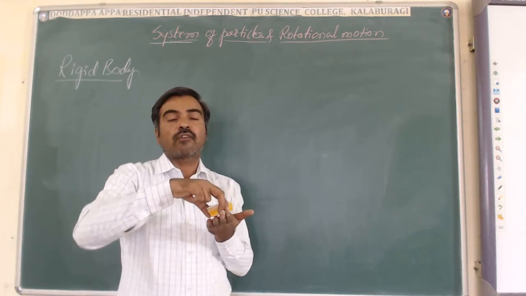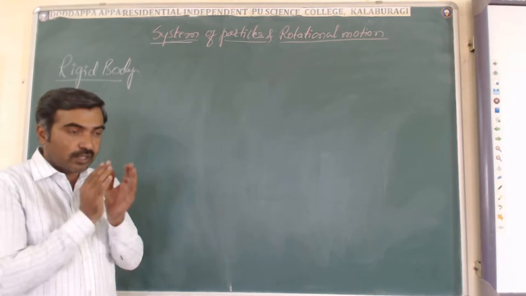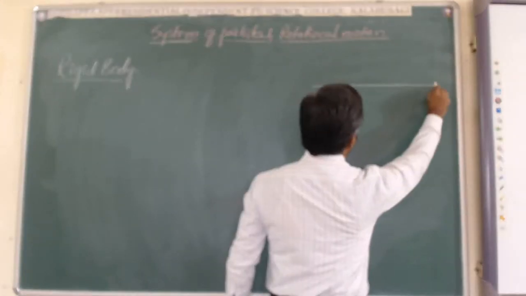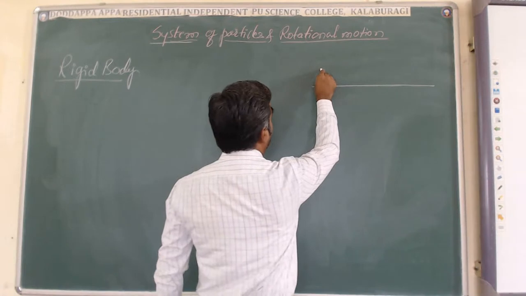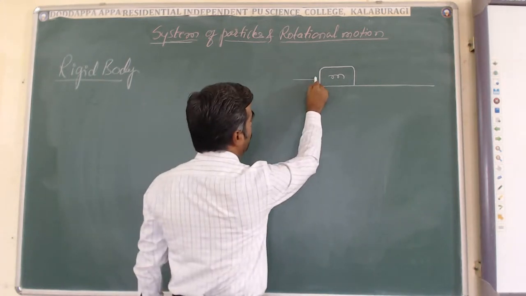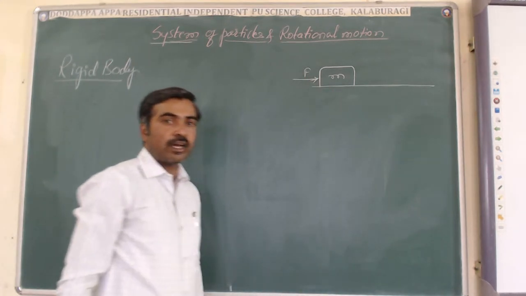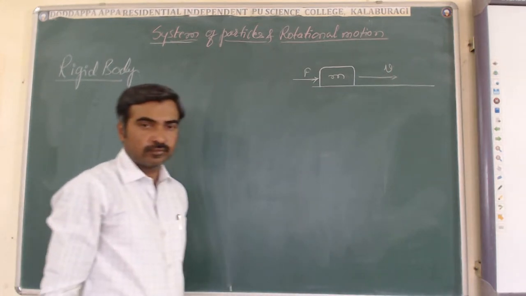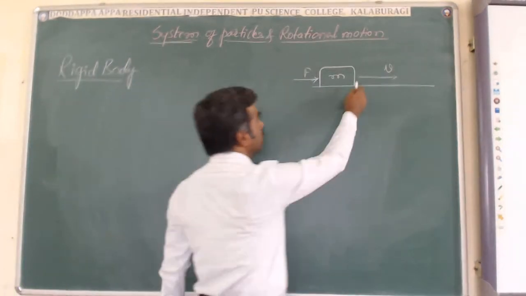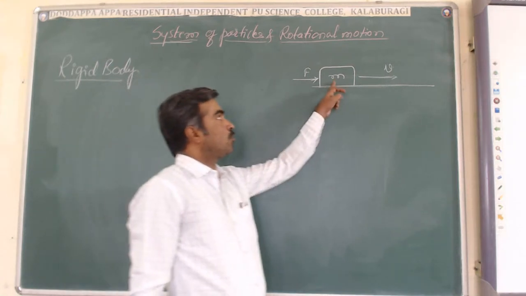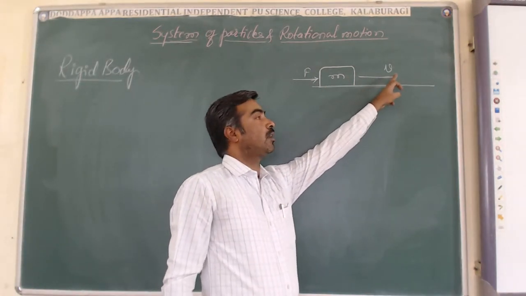Whenever I consider this type of motion for any rigid body, if it is a linear motion, then that body will be moving with a certain velocity. Imagine this is the surface, and an object with a certain mass has been kept on the surface. When the force is applied on this body, the body will start displacing in the direction of the force and move with a certain velocity v. We call this the linear velocity. It means it will slide on the surface, but even there it is considered to be under motion.